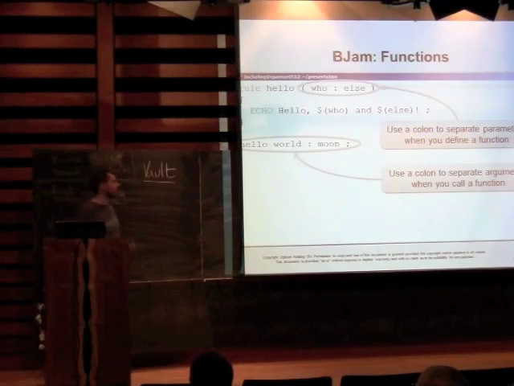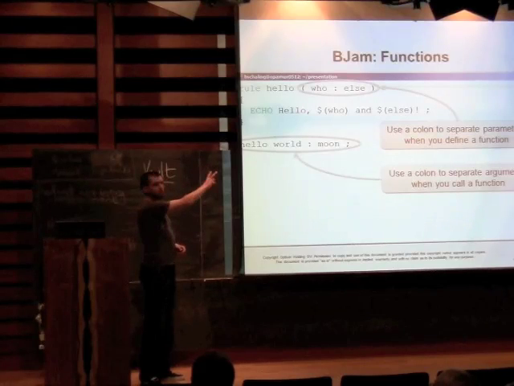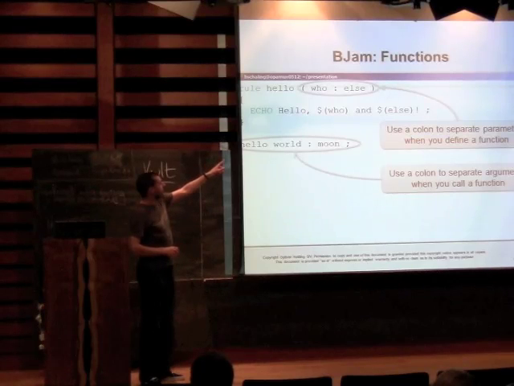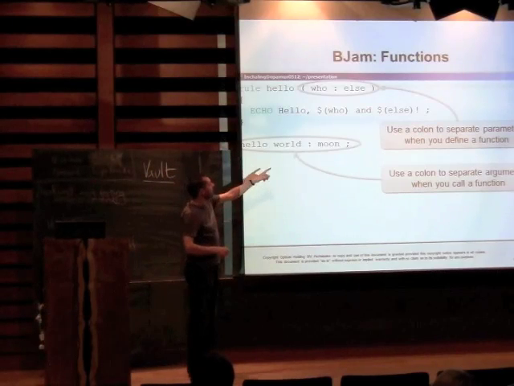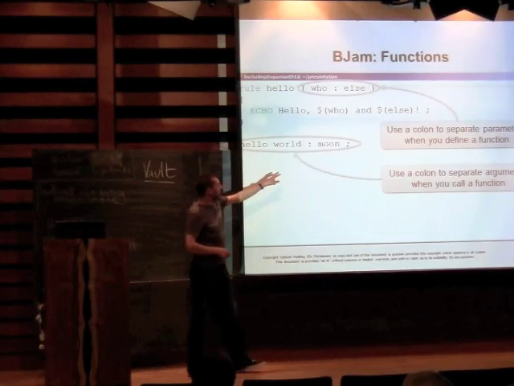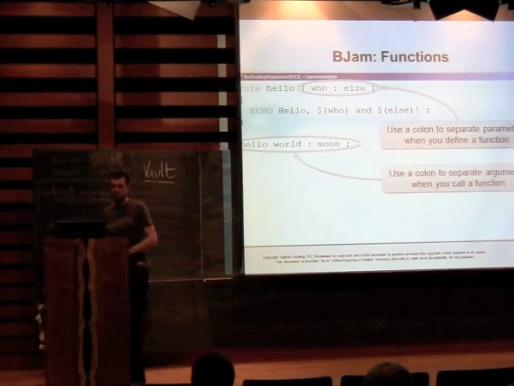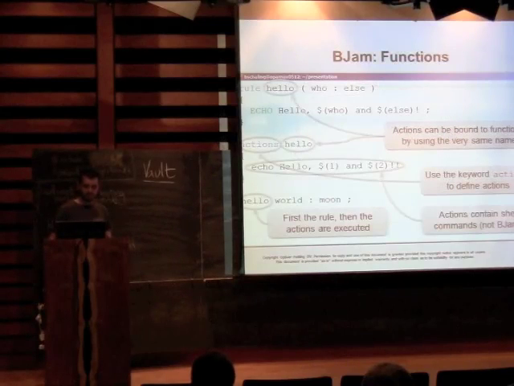What you can also do, you can, of course, add more parameters. In this case, hello wants two lists of strings. In both cases, the list must contain one item. And if I want to add more parameters, I need to separate them with a colon. If I want to call this function hello now, I need, of course, to pass two arguments. And again, I need to use the colon to separate them. So it's a very strange programming language, but yeah, this is how Boost.Jam works.